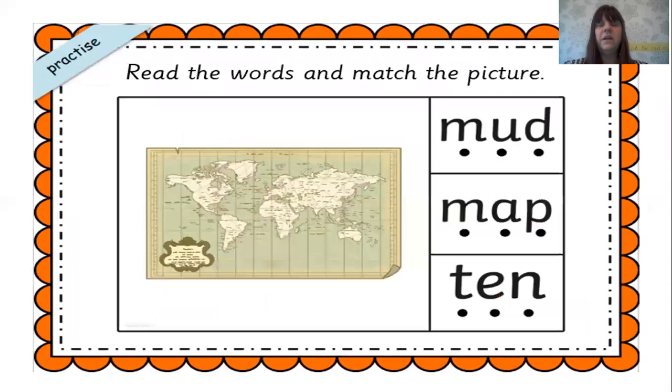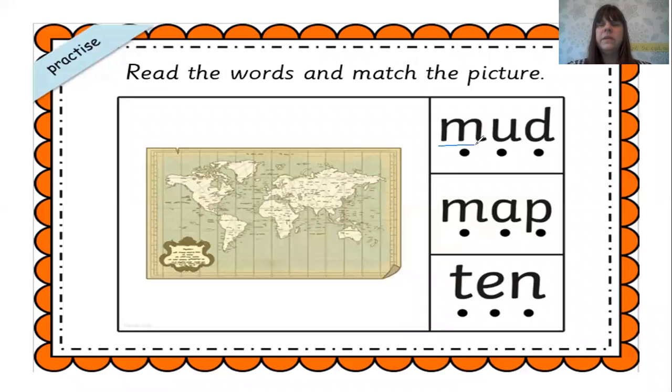Okay. You're going to go on to the practice section. Now here, we need to look at the picture and then find the matching word. So, the picture is a map. Sound out the word map. What's the first sound we can hear?